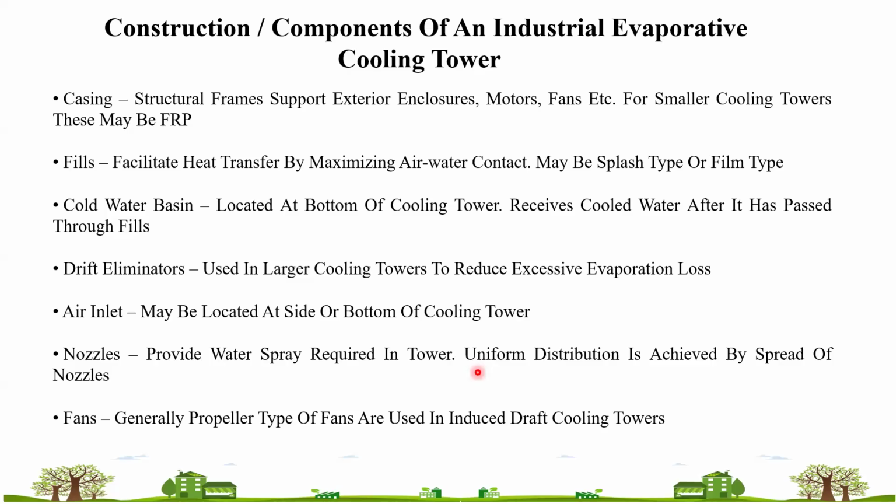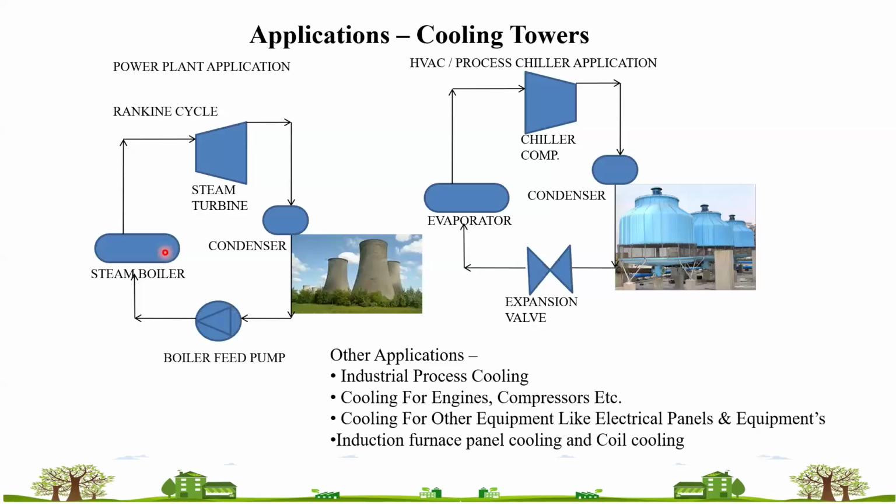So construction components means, what are the components? Casing is your entire frame or support, the exterior enclosure, called casing. This is the casing of the cooling tower. The entire thing is the casing, in which your fan, louvers, fills, all these things are attached in the cooling tower casing.